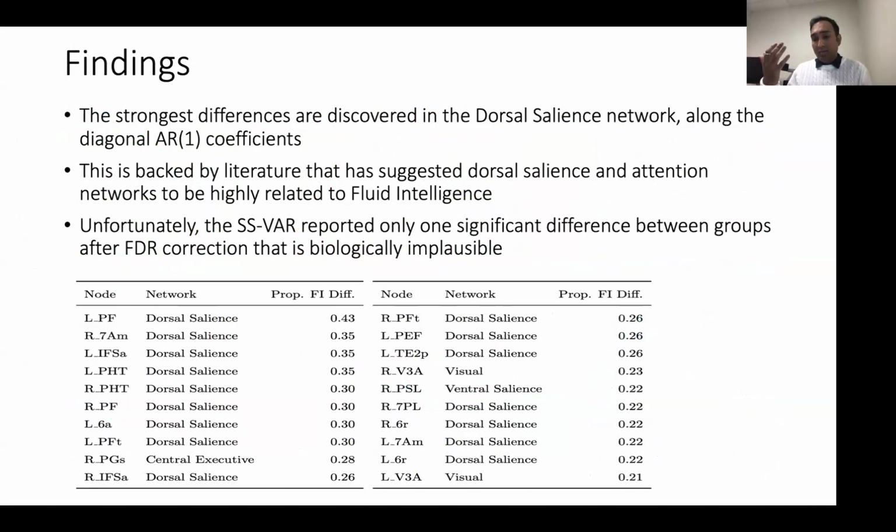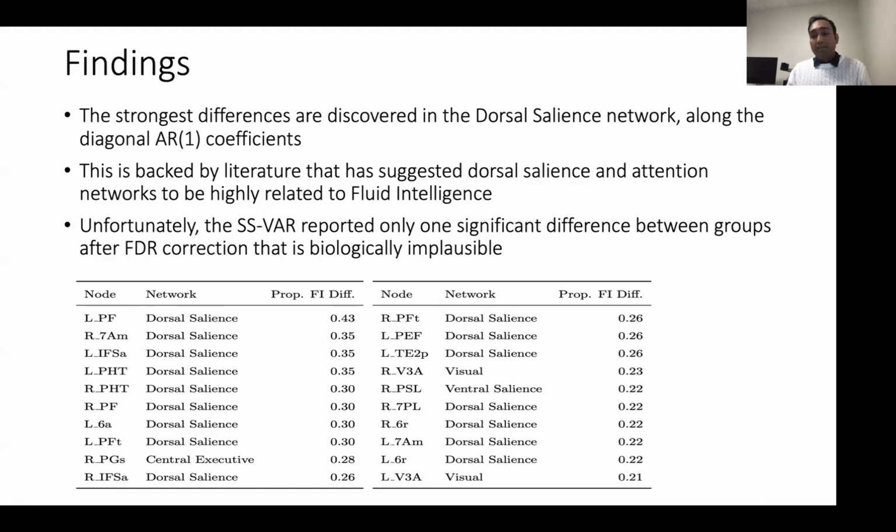So fluid intelligence is defined by thinking on your feet, right? So you are faced with a new problem all of a sudden. How do you adapt to that? How do you respond to that, right? And it is known in literature that the dorsal salience network is highly engaged during these kinds of tasks. So they are associated with fluid intelligence. And if you look at this table, the connectivities in the brain with the highest differences between the low and high fluid intelligence groups mostly belong to the dorsal salience network. So in this list of the top, about 15 or 20 highest differences, most of these belong to the dorsal salience, right?